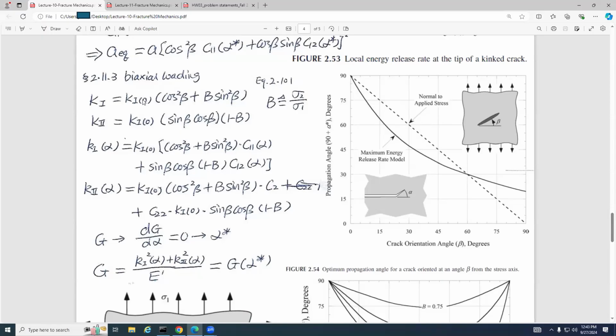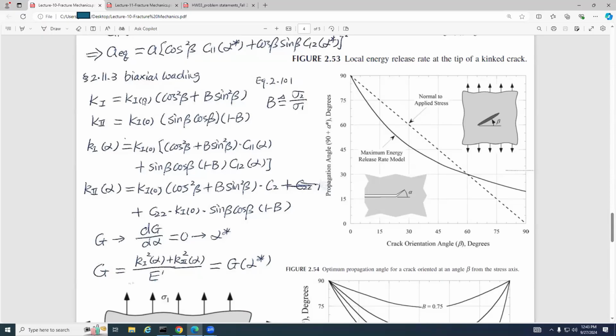Then we get G, and we let dG/d alpha equal 0. Then we can get this alpha star. Alpha star gives the maximum energy release rate. Do you guys remember how we can get the minimum value of some expression?